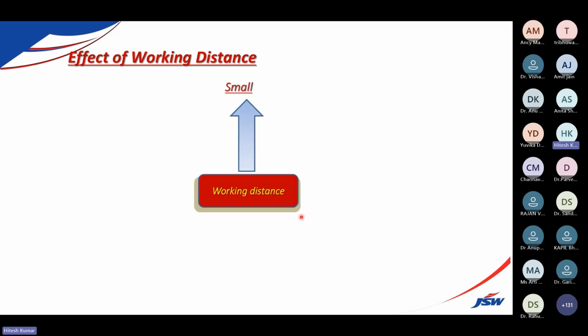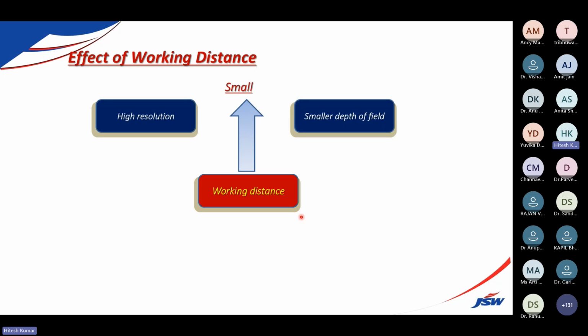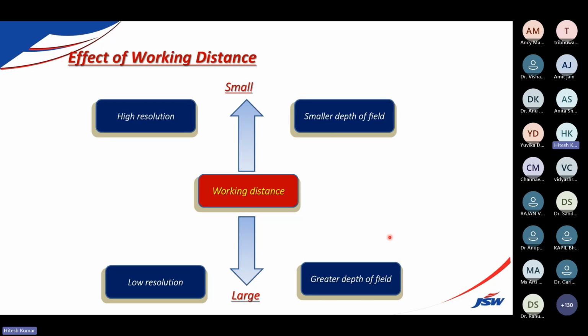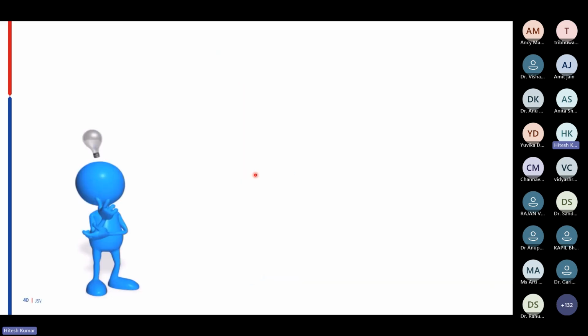If your working distance is small, your depth of field is small, and that will improve your resolution. Meaning, you are going to resolve fine features with a small working distance. But if you increase your working distance, then the depth of field is greater, the resolution is not going to be good, and one feature is going to overlap with another, and you are not going to get appropriate information from your sample.